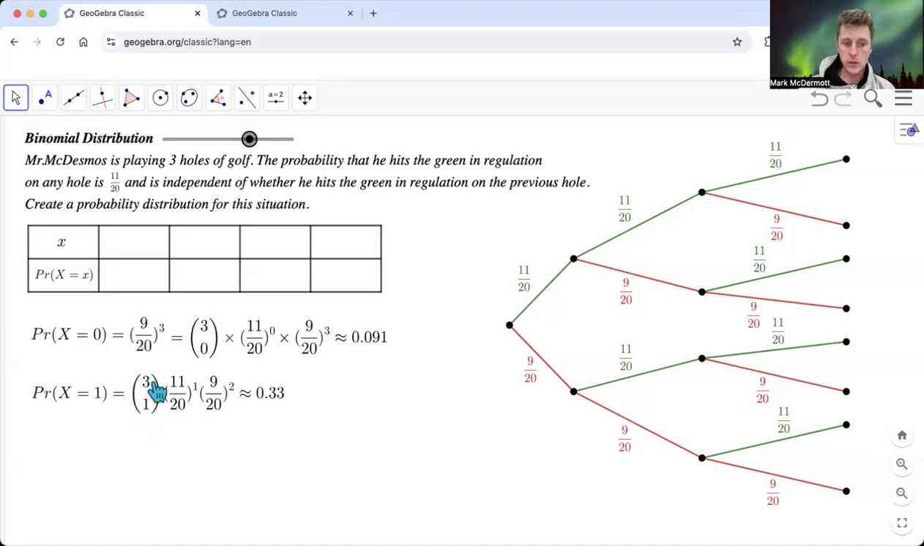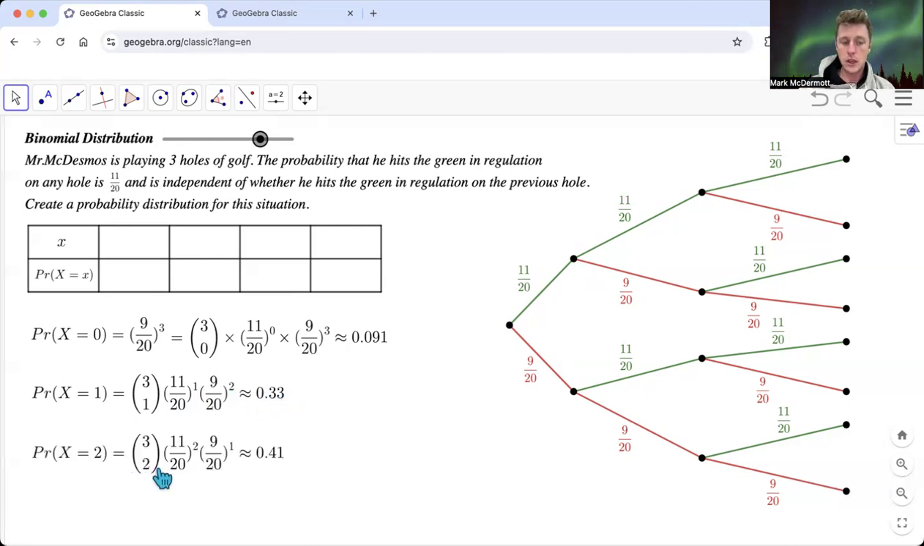So what we'd say is from the three trials, we want one success. So 3 choose 1, I can tell you, is 3. There's three ways to do it. Okay, we had one success, so we would have gone down one of the green branches. So it's 11 on 20 to the power of 1, which is just 11 on 20. But we had two failures, so it's 9 on 20 to the power of 2. And chuck that in a calculator, you'll get approximately 0.33.